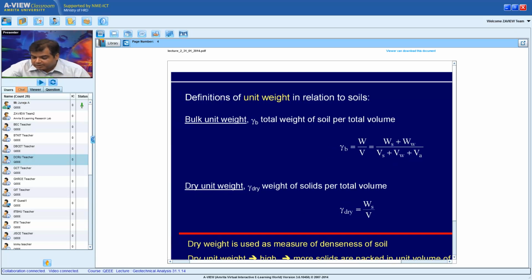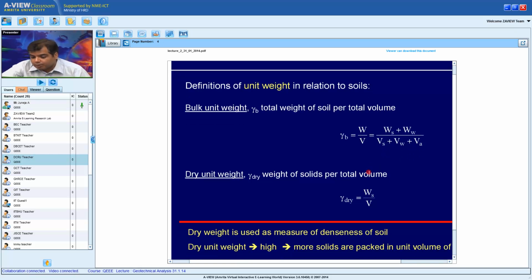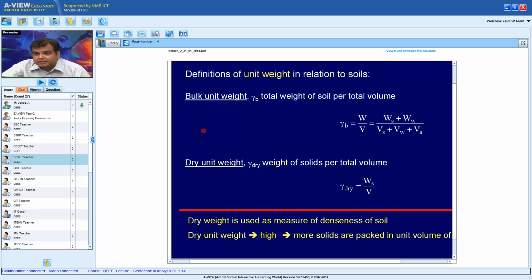Okay. The next one is the dry unit weight. In other words, in the previous expression, the numerator has no water. So it has a similar expression with Ws, weight of solids with no water, but the denominator remains the same. That is the total volume of the soil. Dry unit weight is important in soil mechanics. In fact, the mechanical behavior of the soil is governed by the dry unit weight. I would say partially governed by the dry unit weight.